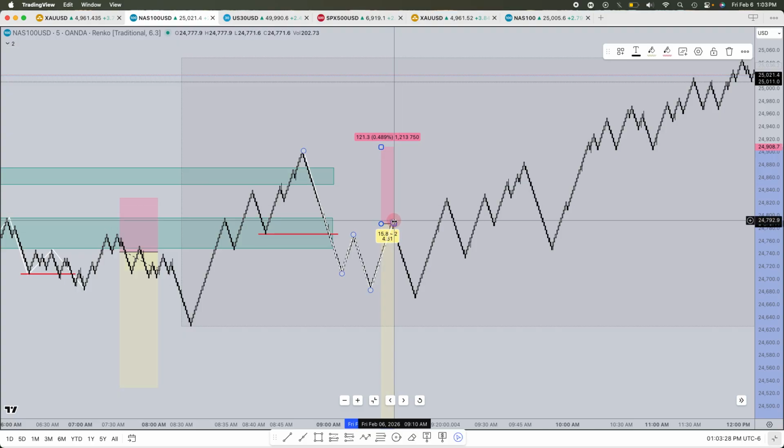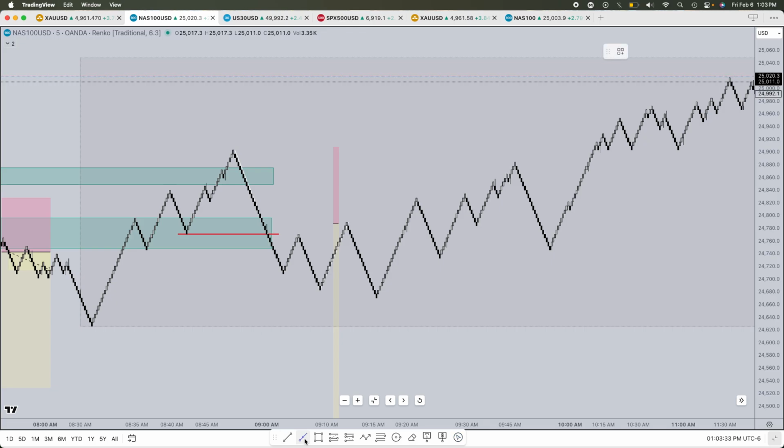Let me minimize that as far as possible. I'm going to put my red line right here. Again, all I need is 3. It gave me 3. Perfect break of structure right there. I only need 3 wrinkles to be a valid break of structure. I'm not guessing on anything.